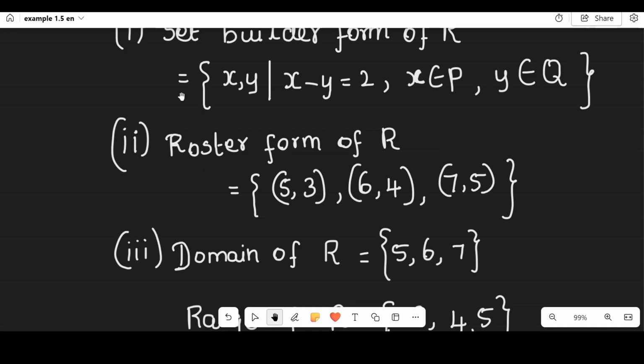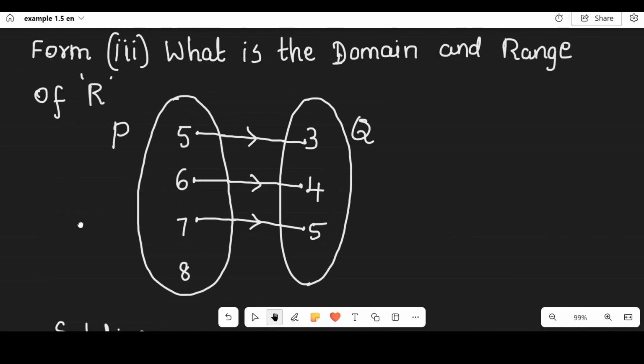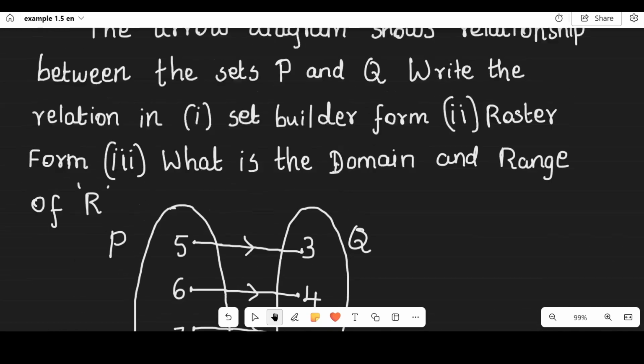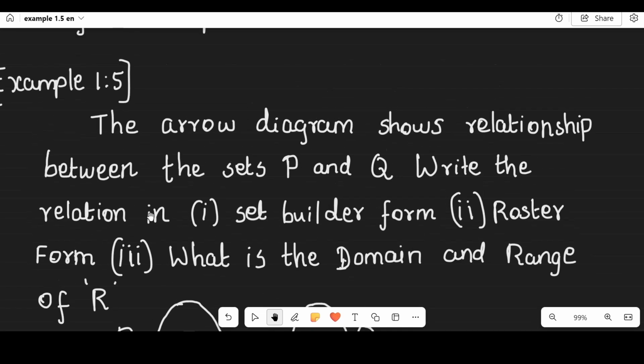And that's it about this Example 1.5. If you can understand this problem, you'll be able to solve the second and third problems of Exercise 1.2. That is the homework. Just check it out, try it out.